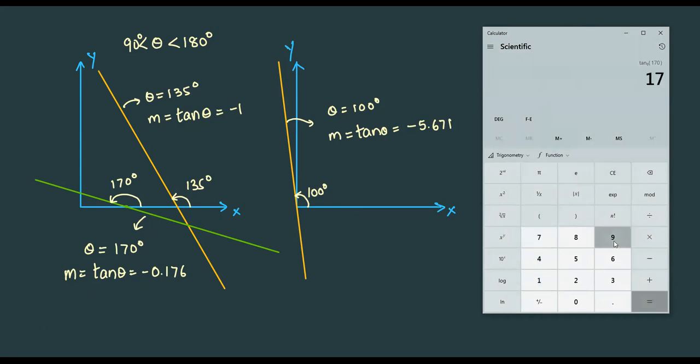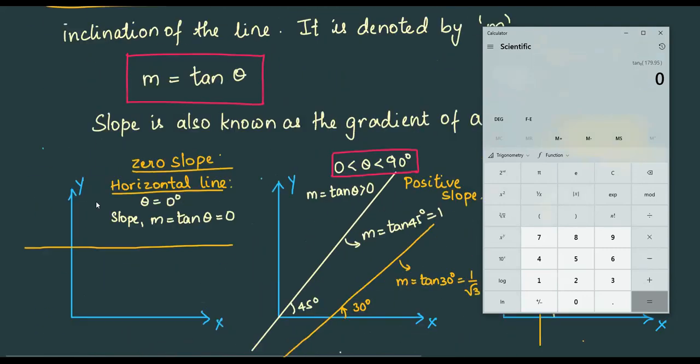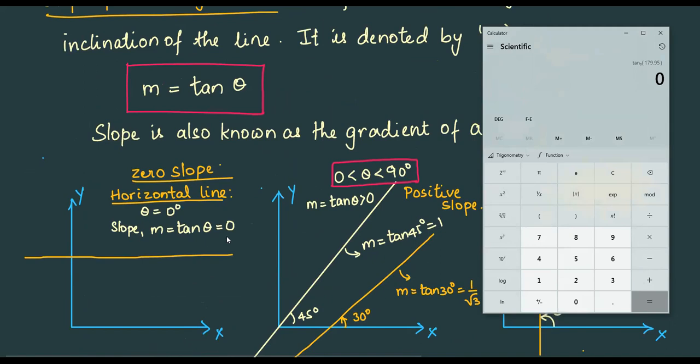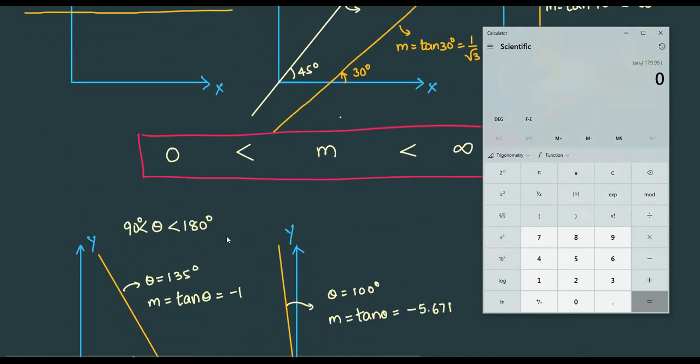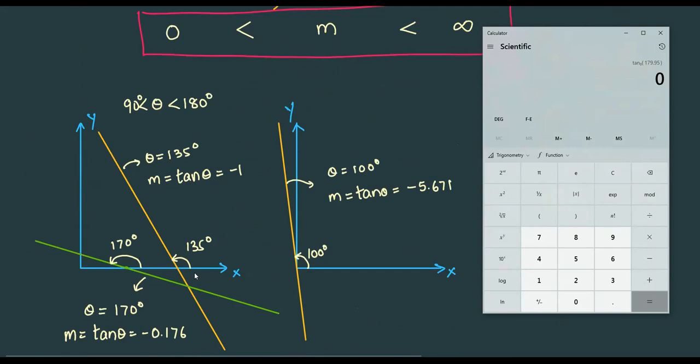Take 179.95, let's say, close to 180. It is going to 0, 10 to the power minus 4. So 0.000872. It is going close to 0. All right. It will go close to 0 because it is becoming a horizontal line. When it becomes a horizontal line, slope becomes 0. However, throughout here, the slope values you see are negative.